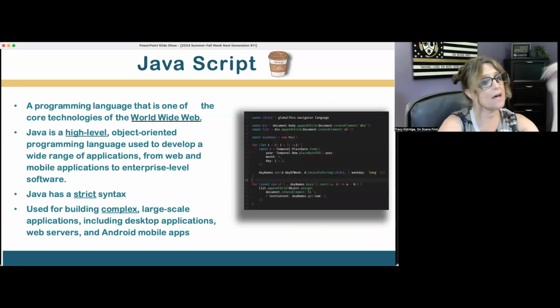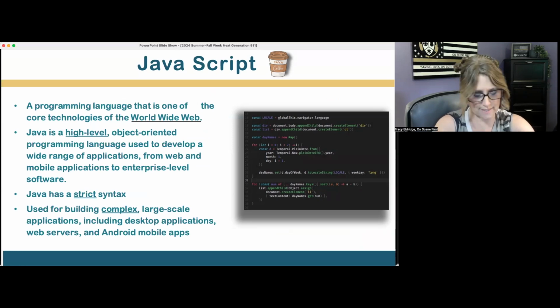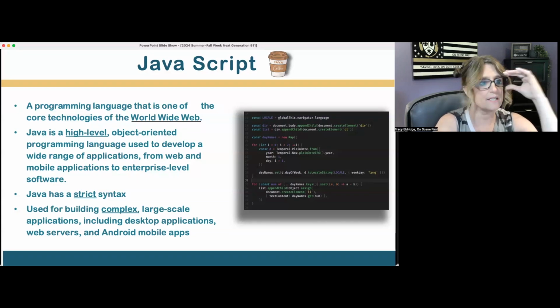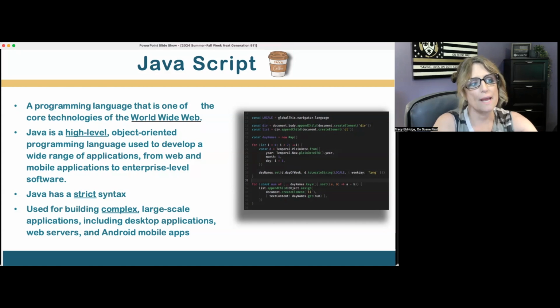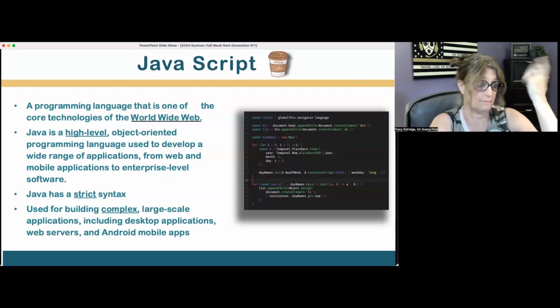And then JavaScript, this is how I'm going to remember Java. So again, if you notice, they're all very similar, right? JSON looks similar to XML, looks similar to Java, and it's going to look similar to Pitaflow, which is the emergency communications type. But the JavaScript, the reason why I have the coffee up there is, look at the words. A programming language that is one of the core technologies of the World Wide Web, just like coffee is one of the core things in an I1 center.